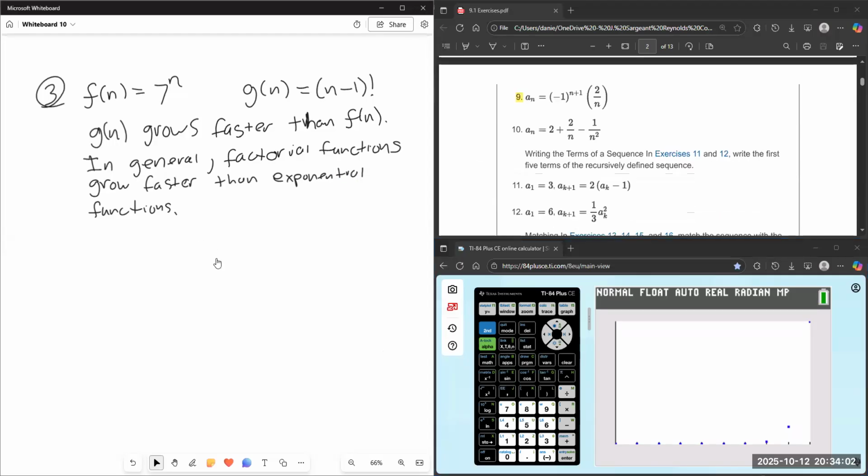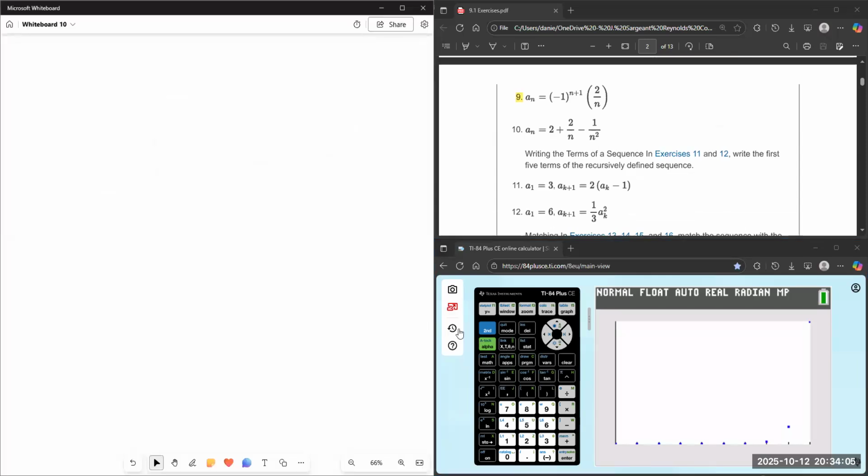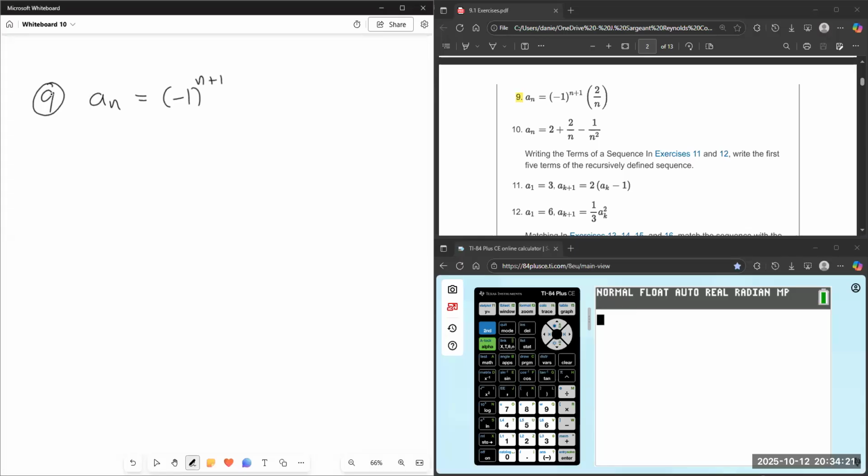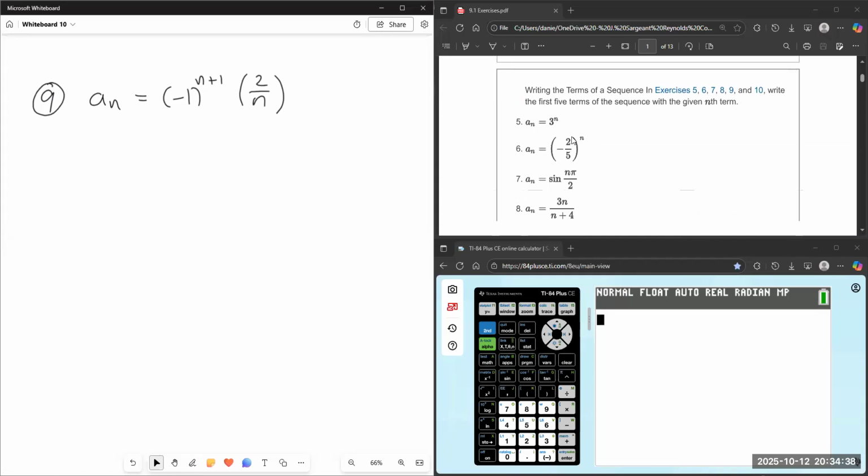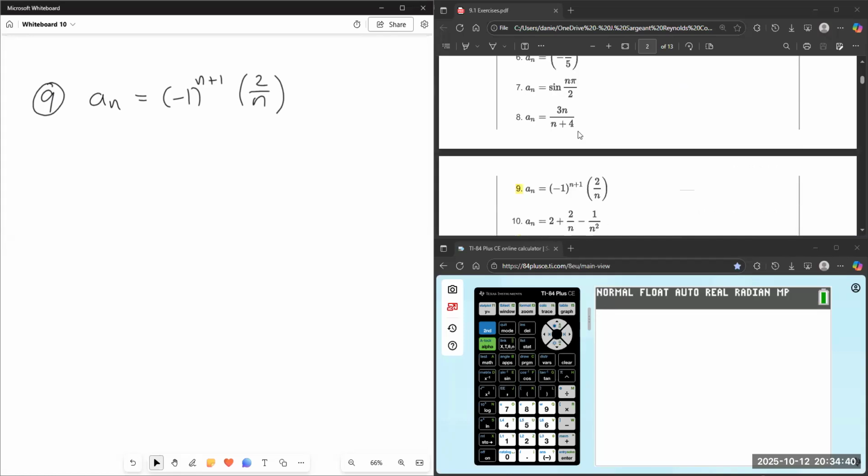Let's look at number 9. Nine says a sub n is equal to, this will be something we'll talk about later. It's alternating here. This is an alternating sequence, that this -1 to the n or -1 to the n plus 1 is going to make the signs change on every term of the sequence. So write the first 5 terms.